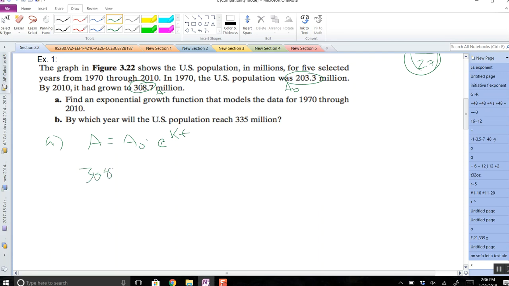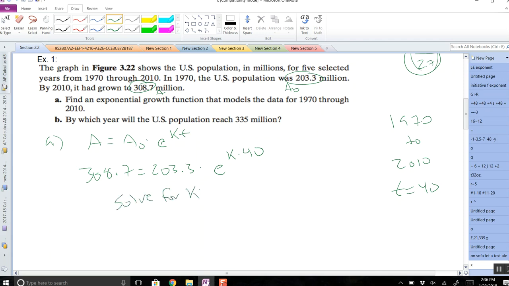So 308.7 equals 203.3 times E raised to the k. And I'm going to plug in 40 here. The reason I'm going to plug in 40 is I'm going from 1970 to 2010. So clearly that's 40 years. So these numbers, A0 being 203.3, A being 308.7, are consistent with little t being 40 because that's what we see here in the data that's given to us. Now you've got to solve for k.